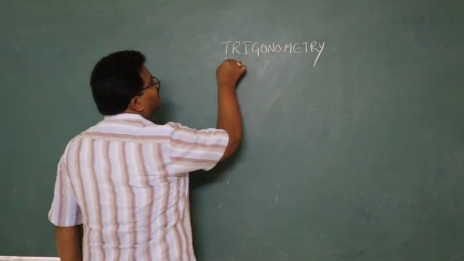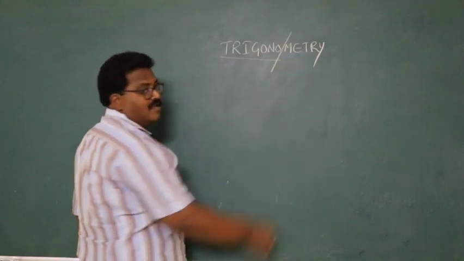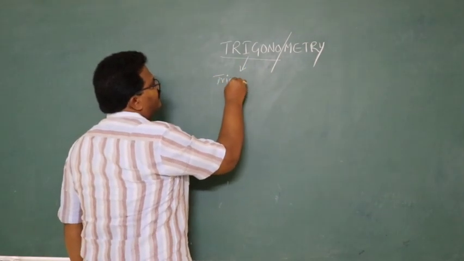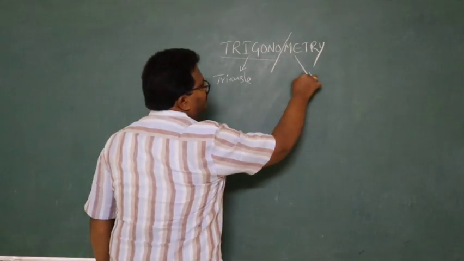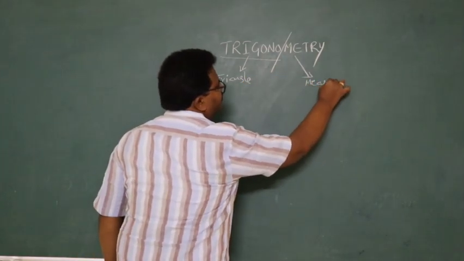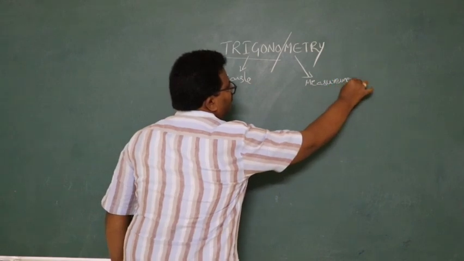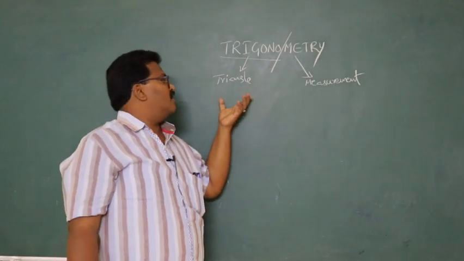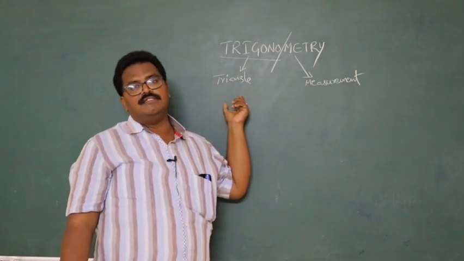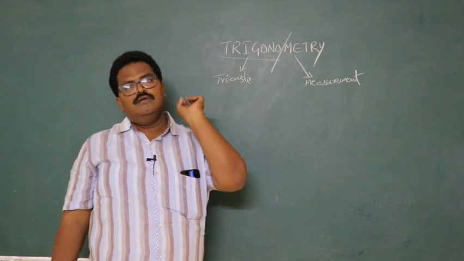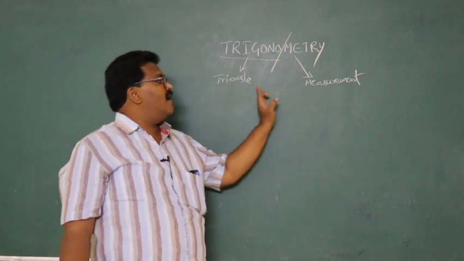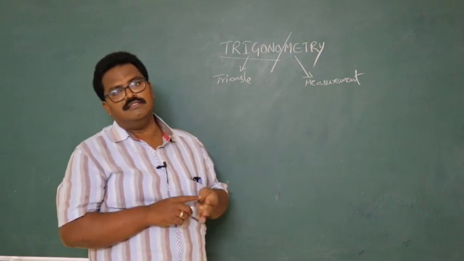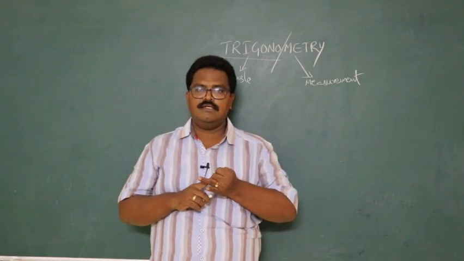In this, trigonometry. Trigono means triangle. Metry means measurement. So, triangle measurement. Tri means 3. So, now we are going to discuss these 3 angles measurements. So, what are they? Sin theta, cos theta and tan theta.